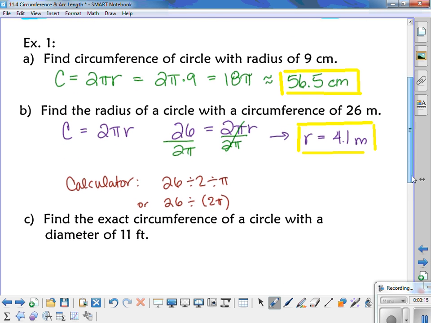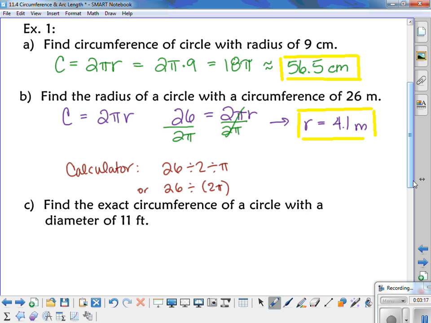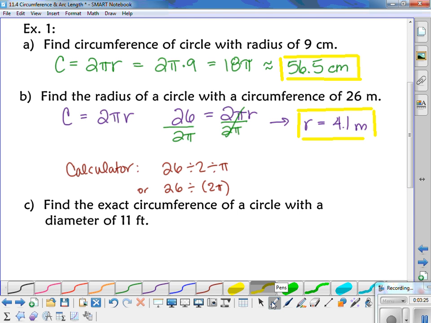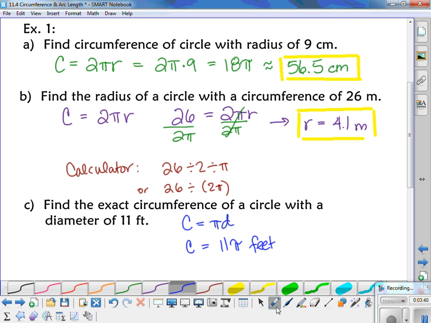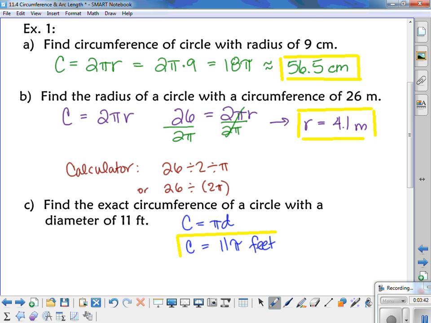All right, and here's a really rough one. Find the exact circumference of a circle with a diameter of 11 feet. So C equals pi d. So in this case, the circumference would equal 11 pi feet. It said exact, so I left pi in the answer.